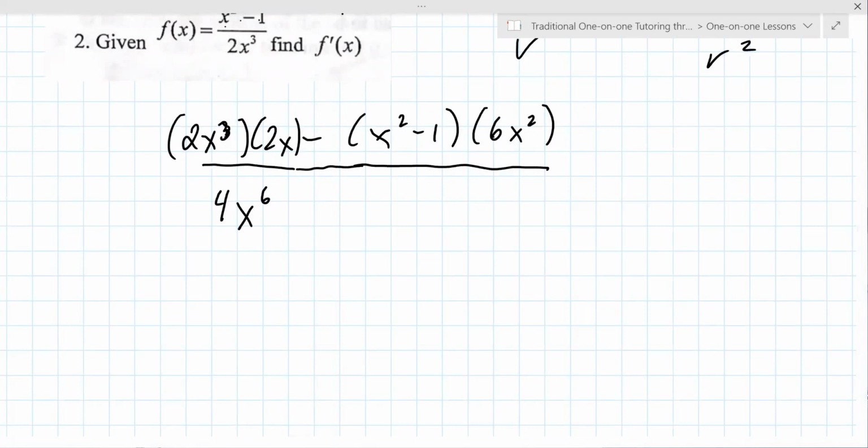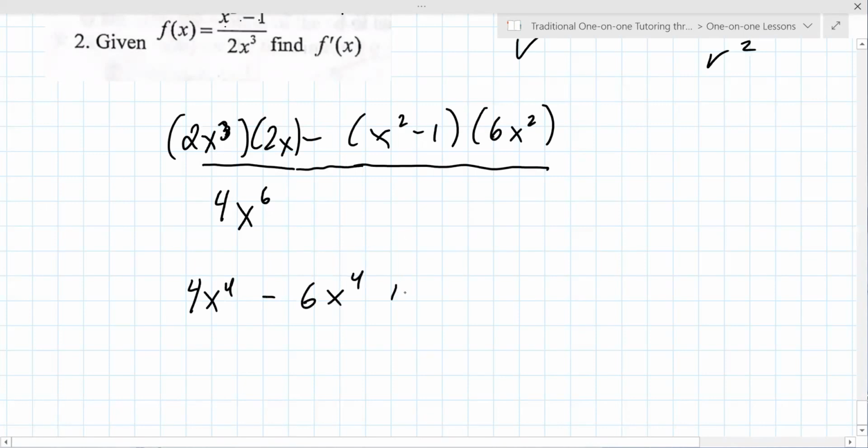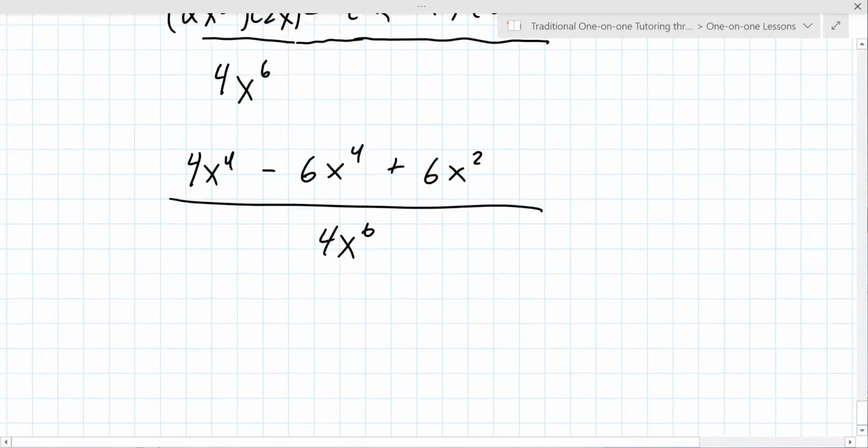So I've gotten 4x to the 4th, right? Yep. And then minus 6x to the 4th plus 6x squared over 4x to the 6th. Yeah, and you might be feeling good, like, okay, I got it, but really there's more to do here. You've got to combine the like terms. So it's minus 2x to the 4th.